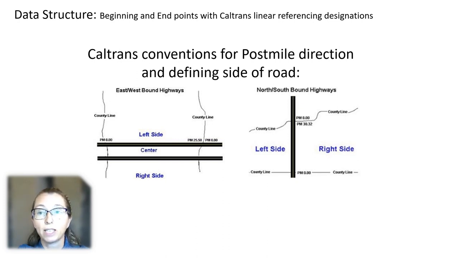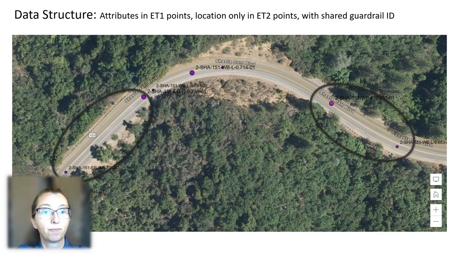After extensive reading about this system, I chose beginning and end points, ET1 and ET2, linearly referenced along postmile routes rather than line segments to define each guardrail. I stored attribute data for guardrails in ET1 attribute tables to simplify field data editing, with ET1 and ET2 points for each guardrail sharing a unique ID.